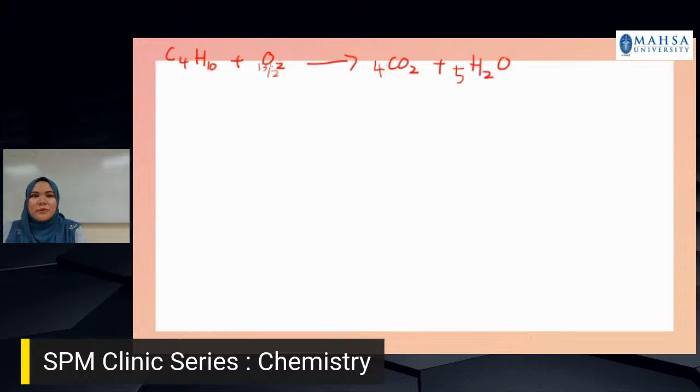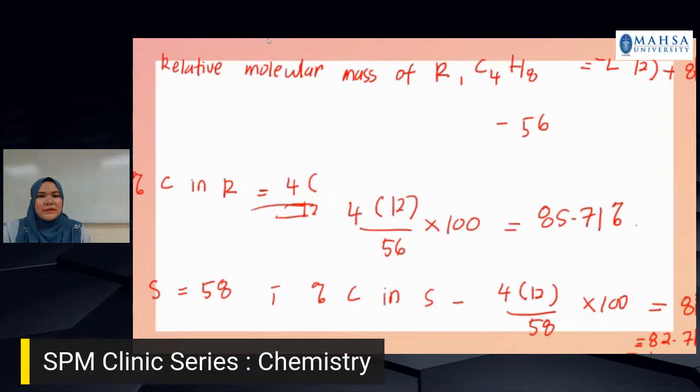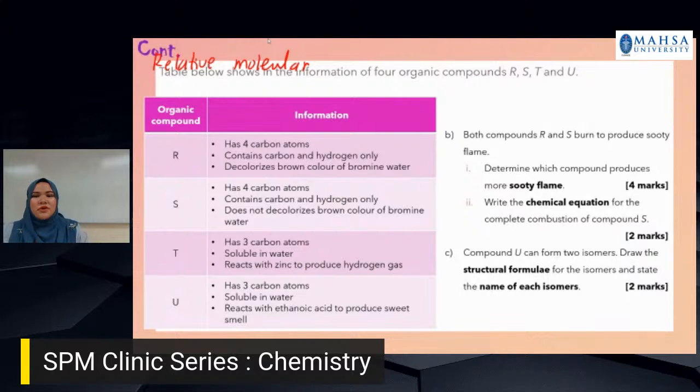Okay, so therefore you will have 13 over 2 oxygen. So the second question asks you to draw two isomers according to compound U. As we know, your U will be an alcohol. So if you want to draw the isomer, we call it position isomerism. It means that you need to switch the position of OH from carbon number 1 to carbon number 2.